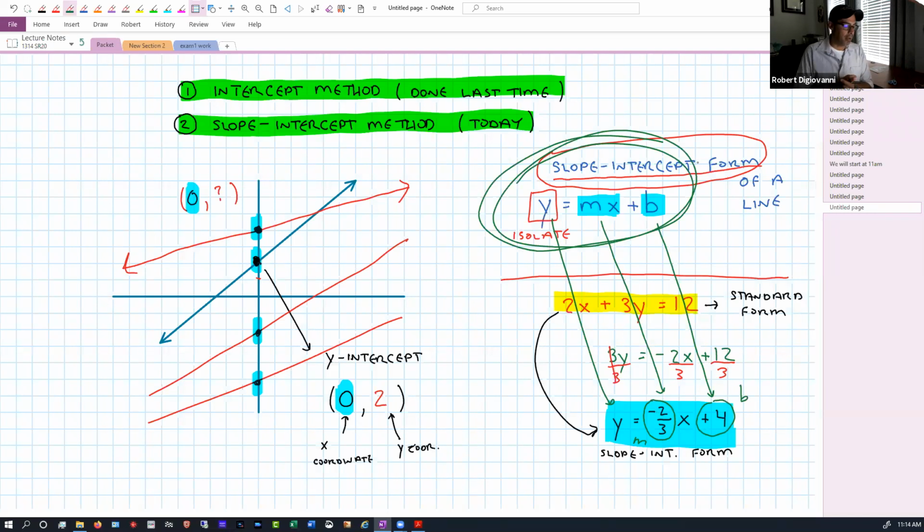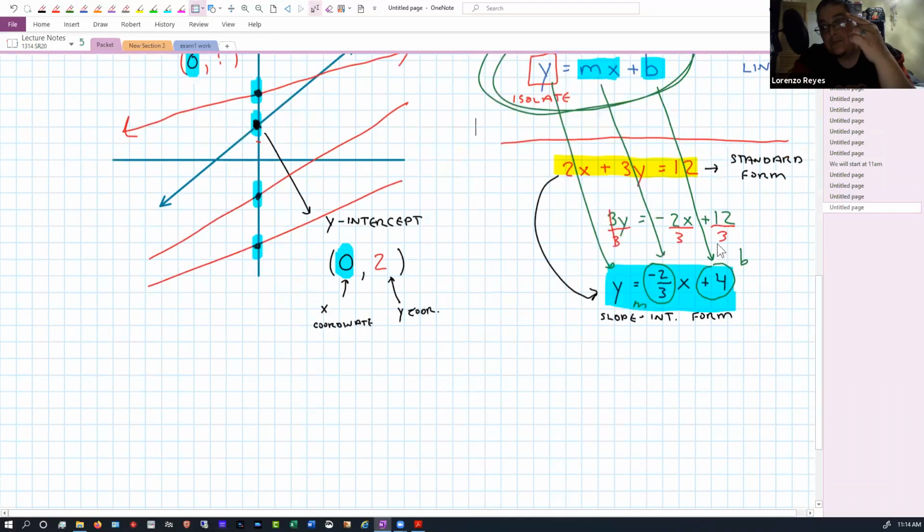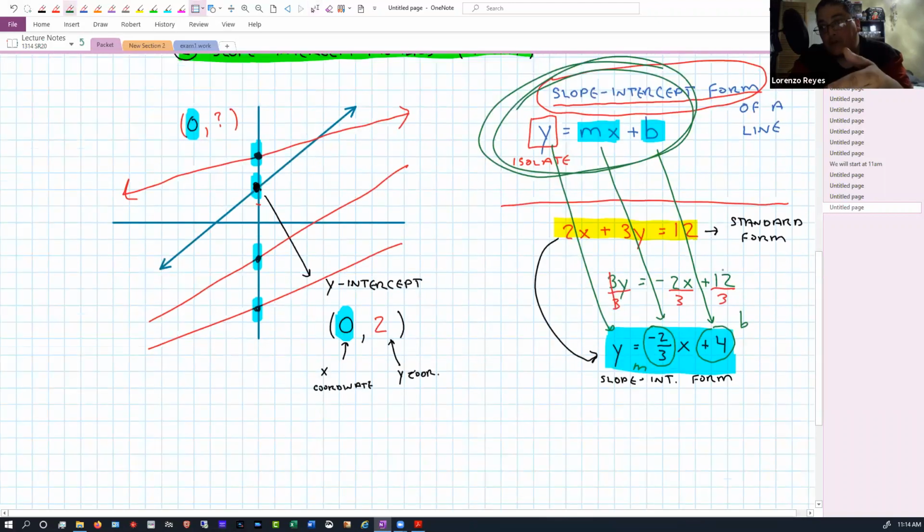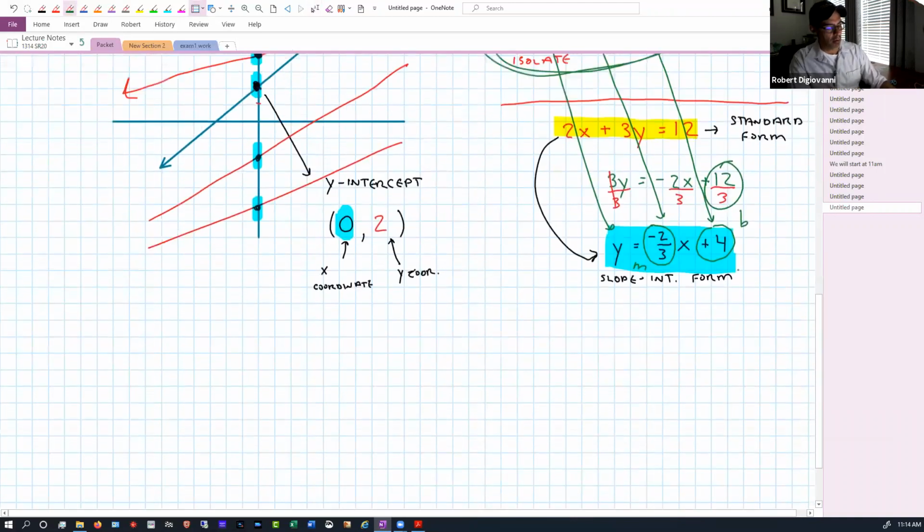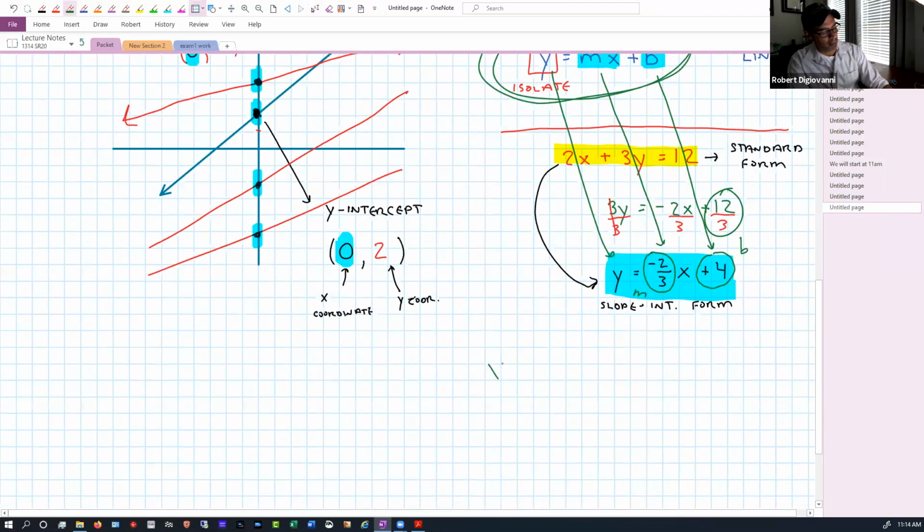Can anyone tell me what m is and what b is? m is the -2 over 3. Yep, and it's just the number, it's not the x, right? So it's just the -2 over 3, and then the b for us is the 4. You got the 4 because you simplified the 12 over 3? Yeah, I just did 12 divided by 3. Yep. Okay, so I'm going to write it down again one more time.